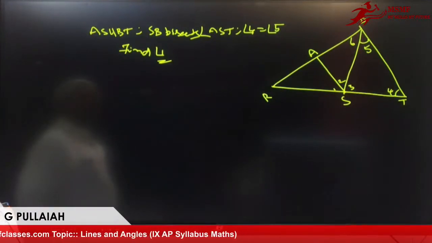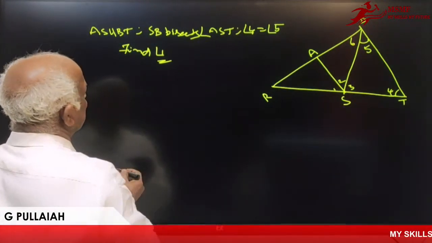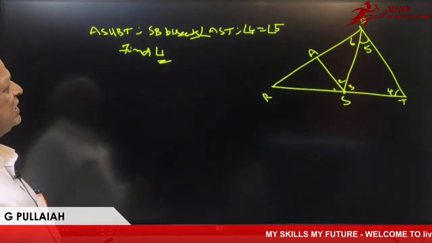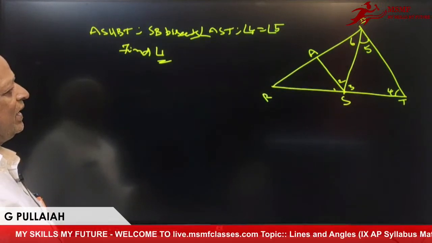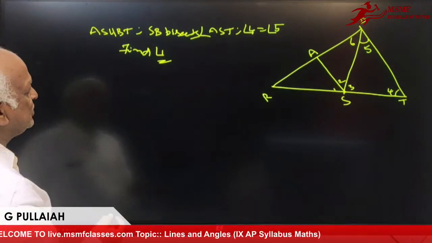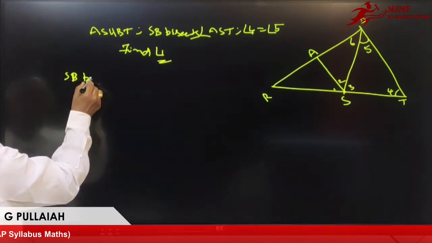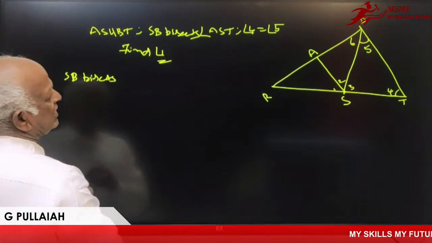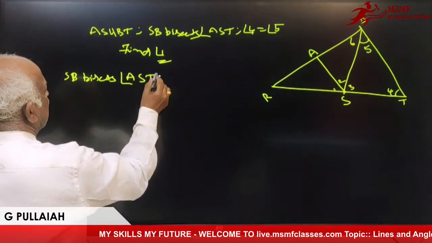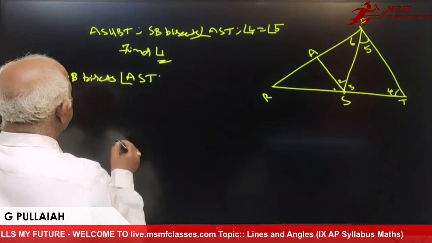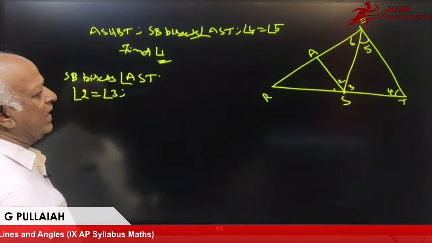So think very carefully. Let us take one given concept, please. SB bisects angle AST. So angle AST is angle 2 and angle 3. SB bisects angle AST. Therefore, what is going to happen here? Angle 2 is equal to angle 3.